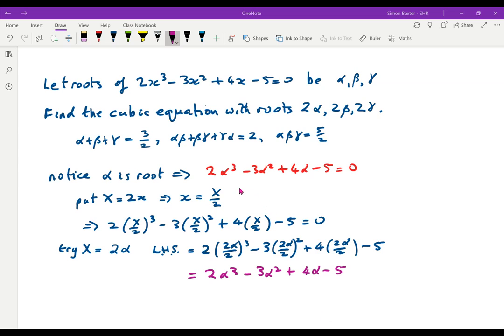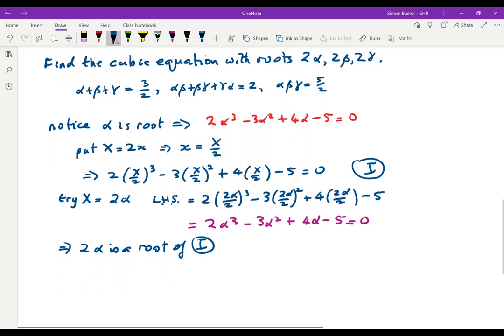Now, if we look at the red bit, we find that 2 alpha cubed minus 3 alpha squared plus 4 alpha minus 5 is 0. It's what I wanted it to be on the line before. I was ahead of myself. So this now tells us that if we put 2 alpha into this equation, we get 0. So 2 alpha is a root of that equation. Let's call that equation 1. So 2 alpha is a root of equation 1. My favorite word coming up again.